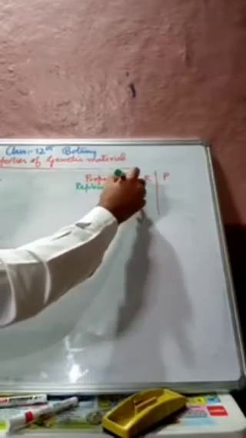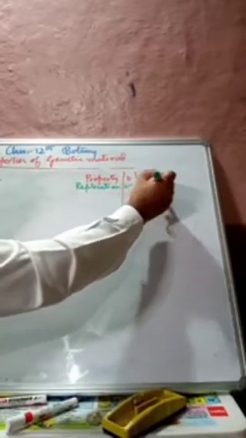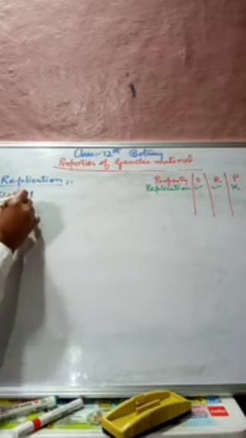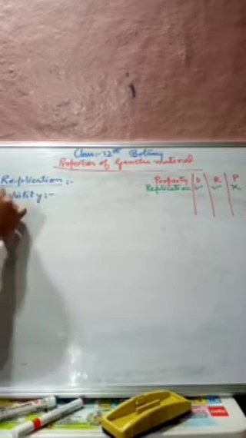Replication we will talk about. DNA shows replication, RNA shows replication, but protein does not show the property of replication, and this replication simply means the duplication of the genetic material. The second property of genetic material is stability.